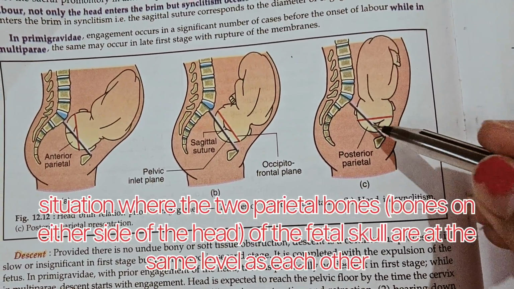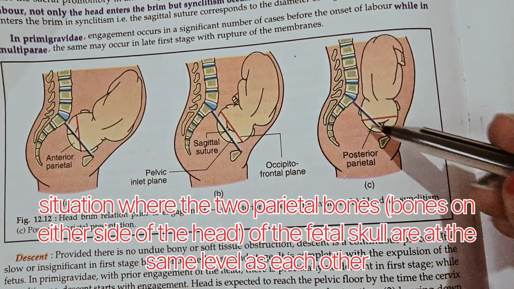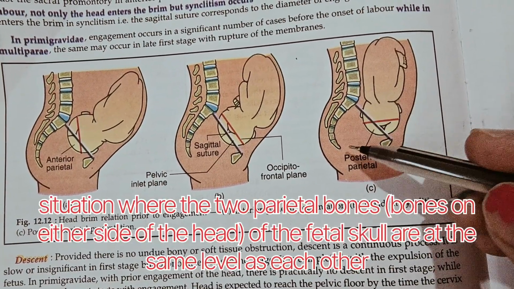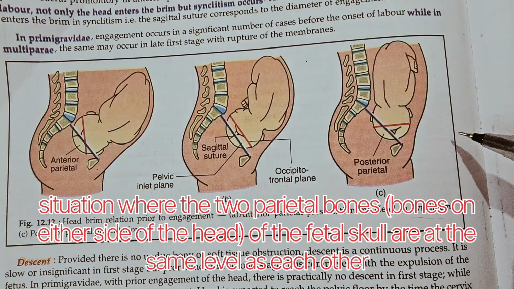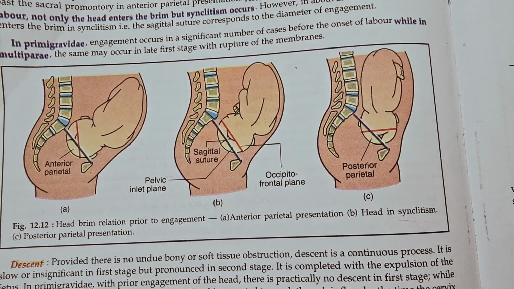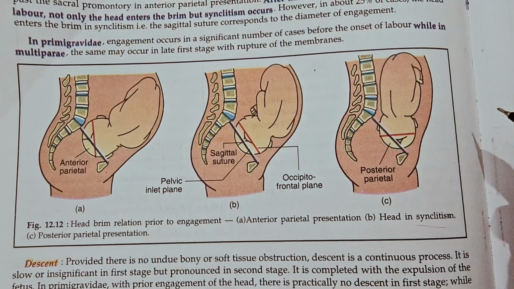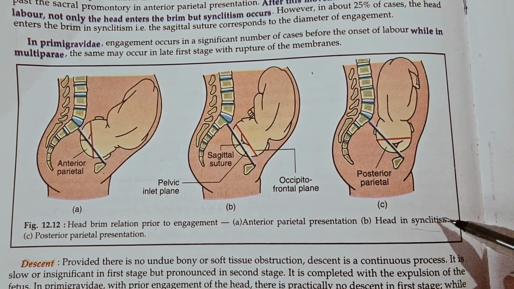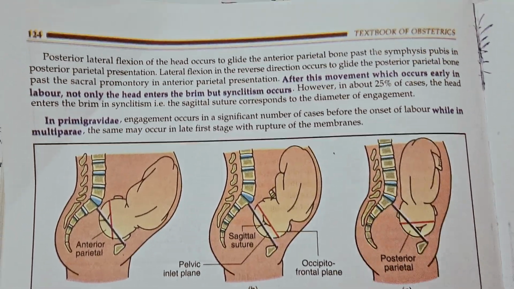Now two parietal bones come forward with what? Ischial spine, 0 degree fetal level. In abnormal labor, there is asynclitism, which is a different topic. But you should know what synclitism and asynclitism are.